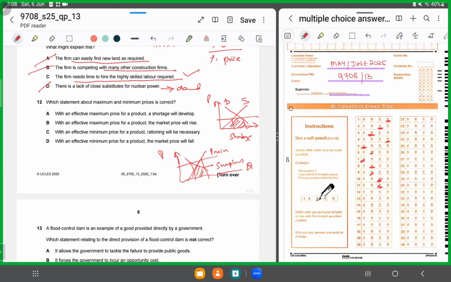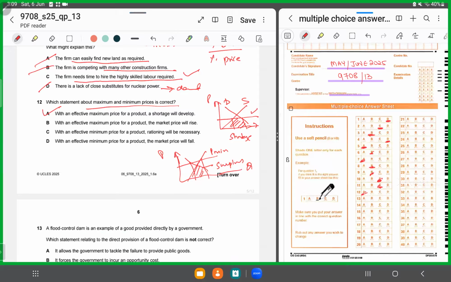Now, they're asking which statement about maximum and minimum price is correct. Let's read. With an effective maximum price, a shortage will develop. Yes, that's correct, because when we are establishing a maximum price, we are here, and a shortage is there, so that's correct. So for 12, we shade in A.